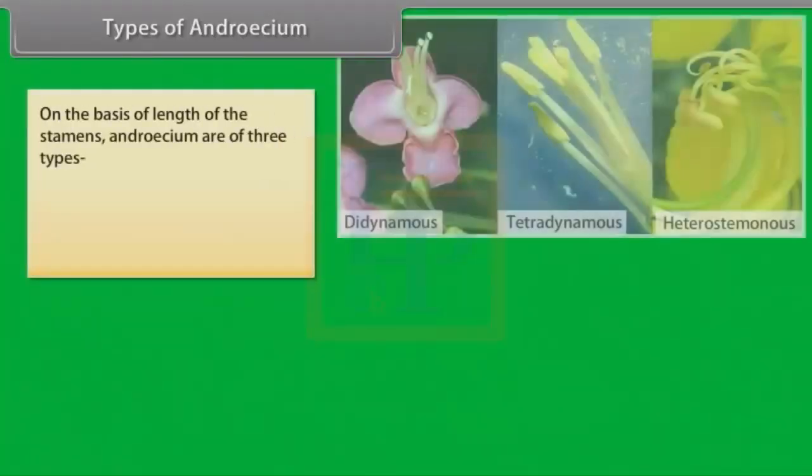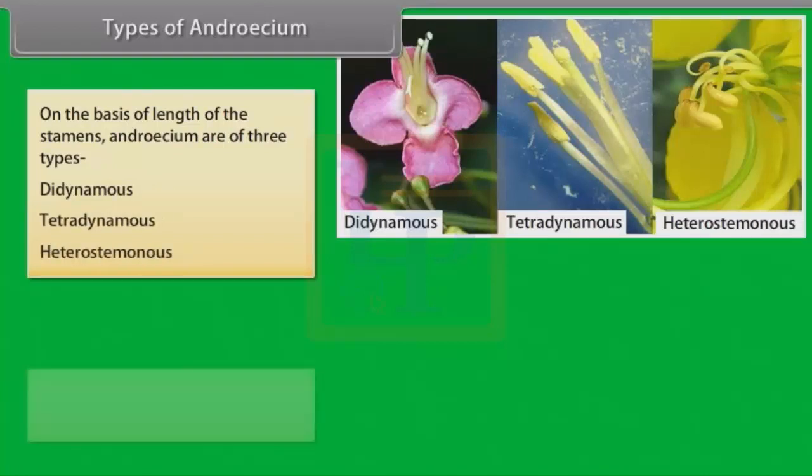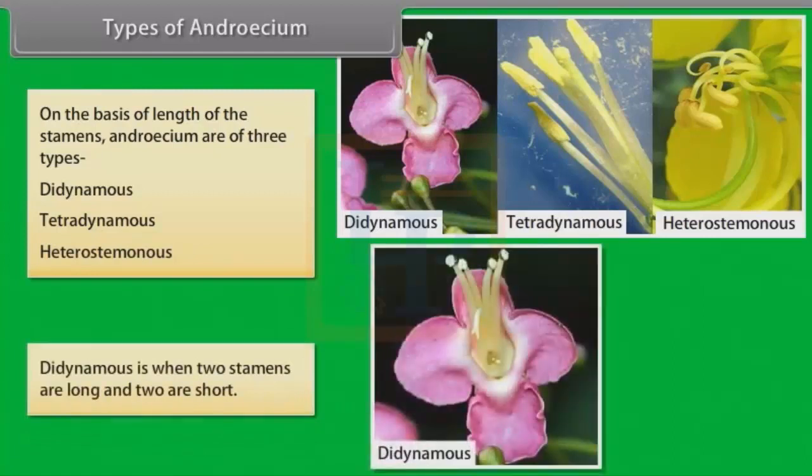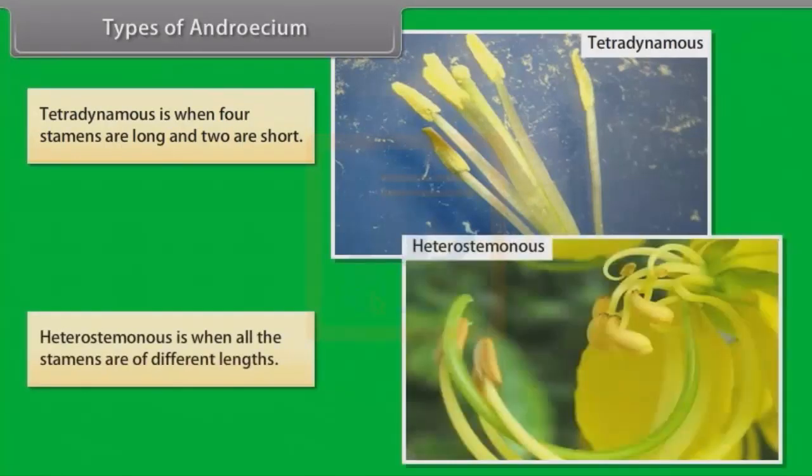Types of androecium. On the basis of length of the stamens, androecium is of 3 types: didynamous, tetradynamous, heterostemonous. Didynamous is when two stamens are long and two are short. Tetradynamous is when four stamens are long and two are short. Heterostemonous is when all the stamens are of different lengths.